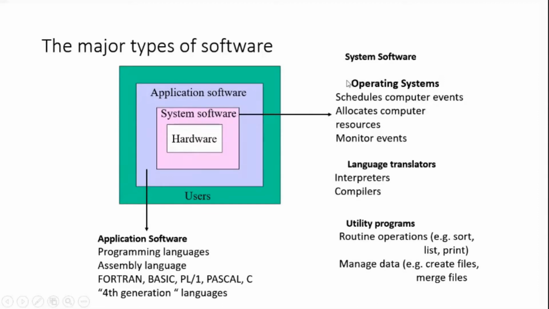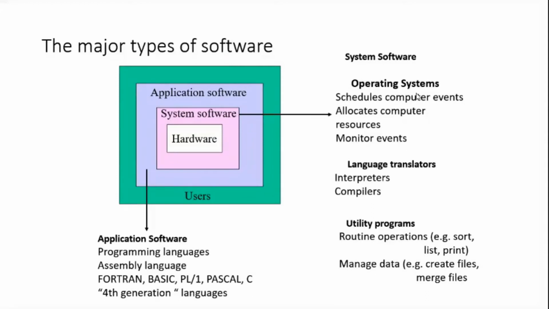So the types of system software are the operating systems. Operating systems like Microsoft Windows, Linux, Ubuntu, Mac, etc. They are the operating systems. Even our Android is an operating system. So what the operating system does is it schedules computer events. It schedules what event to do next, or next to next, etc. The various events of the computer are scheduled by the operating system.